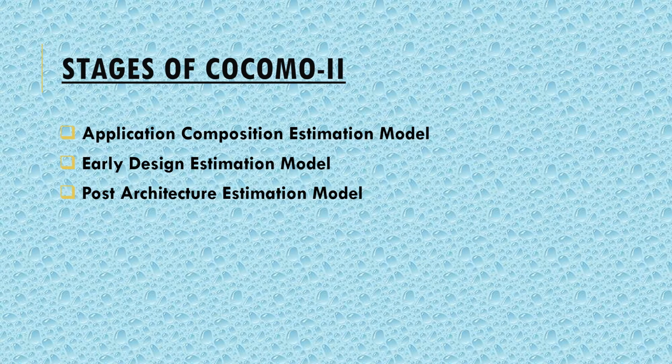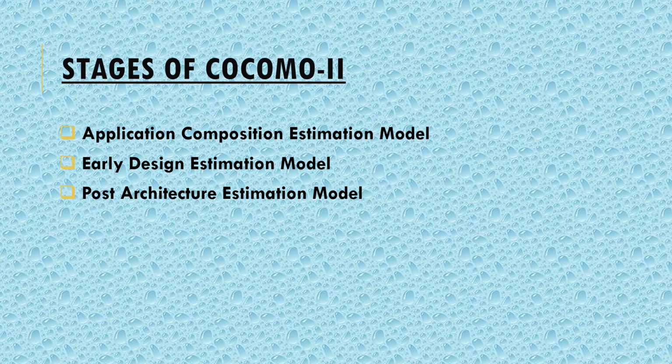Now these are the three stages of the COCOMO 2 model: application composition estimation model, early design estimation model, and post architecture estimation model. Let us discuss each one of them one by one. The first one is the application composition estimation model. This model is used during the early stages of the engineering process, and is most suitable for projects which include graphical user interfaces, in which we are deciding how to interact with the users.